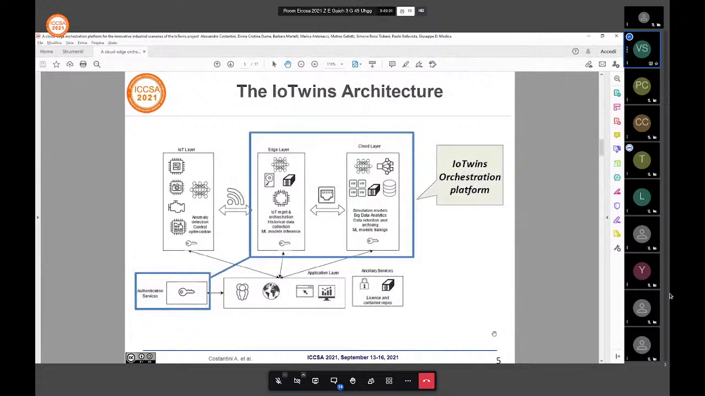What you can see here is the architecture of IOTwins. In particular, you can see the different layers: the IoT layer, the edge layer, the cloud layer, and the authentication services.